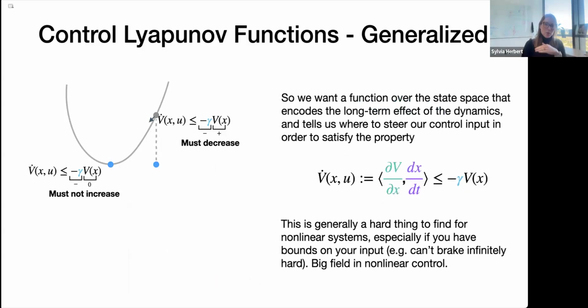So we want a function over the state space that encodes the long-term effects of the dynamics and tells us where to steer our control input in order to satisfy this stabilization property. This is generally a hard thing to find for nonlinear systems, especially if you have bounds on your input, so you can't accelerate or brake infinitely hard. And it's a big field in nonlinear control, finding valid control Lyapunov functions for various different problems, classes, and dynamic systems.